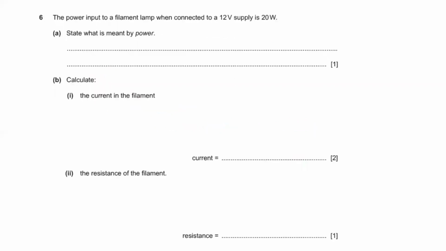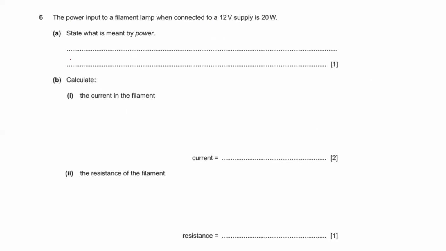Okay, next part, question number 6. It says that the power input to a filament lamp when connected to a 12-volt supply is 20 watts. Okay, state what is meant by power.